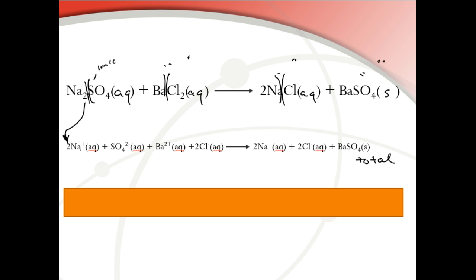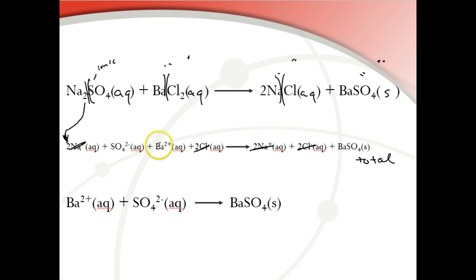Now, what do we have to do to get the net ionic equation? Well, what we do is we look and see what's the same on both sides. Here we have sodium and we have chloride. And so we remove those from the equation, and whatever's left over is my net ionic equation, which will look like this. Barium plus sulfate makes barium sulfate. And a lot of the net ionic equations are fairly simple like that.